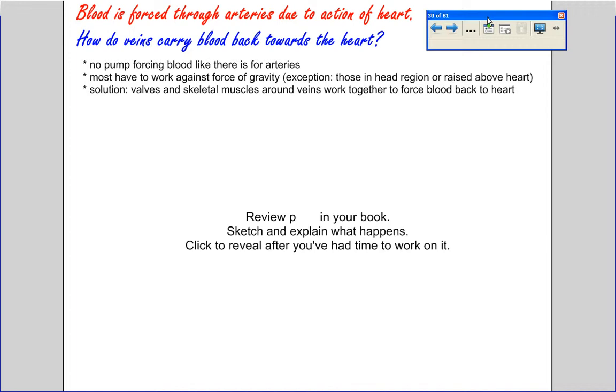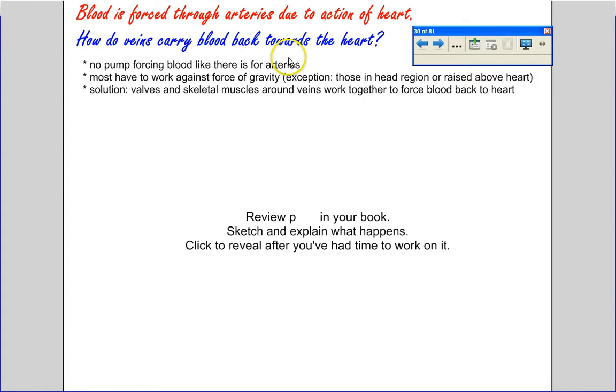So the question is, how are our veins able to carry blood back towards our heart? Because there's no pump that's pushing through the veins. So instead, our body uses ways that we can work against gravity, because the only stuff that's going to pass back to our heart using the force of gravity would be stuff that's above our heart, right? So things in our head region, and when our body parts are raised above our heart, then gravity can help. But otherwise, we have to rely on something else.